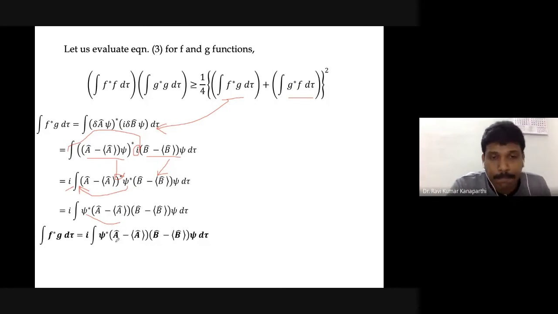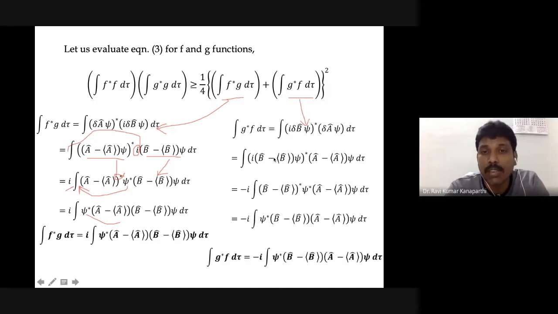Now this quantity, i integral psi star, A minus the expectation value of A multiplied by B minus the expectation value of B, psi d tau, is the quantity f star g. Similarly, we try to evaluate the integral of g star f d tau.